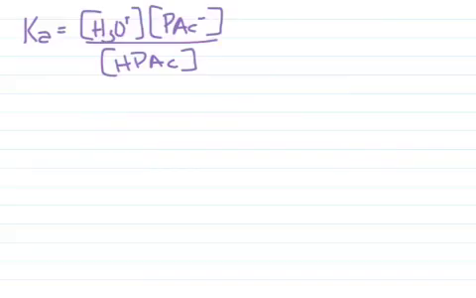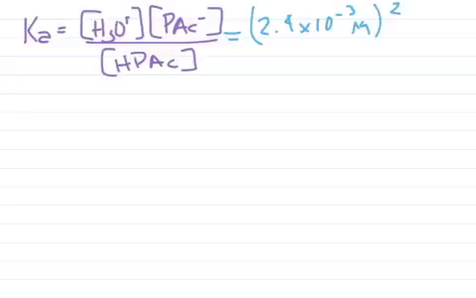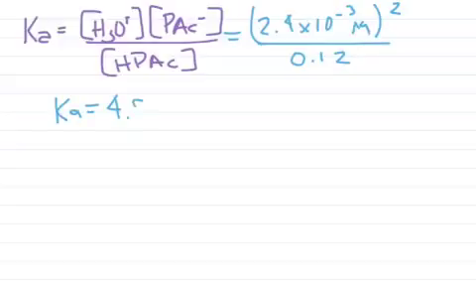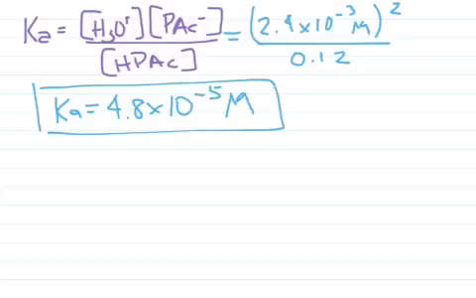Alright, so since we know that H3O positive is 2.4 times 10 to the minus 3 molar, and that the PAC, the conjugate base, is also the same number, we're just going to square that. And that our HPAC is 0.12. When we calculate this, our Ka gives us 4.8 times 10 to the minus 5 molar. So this is what we get.